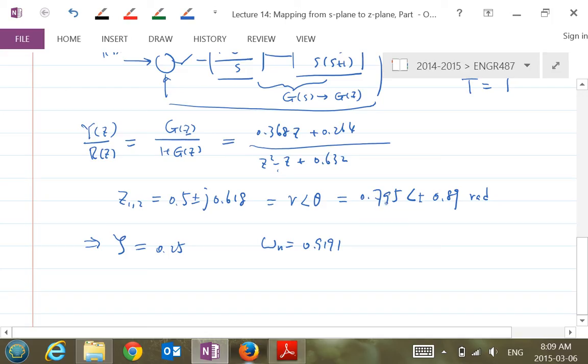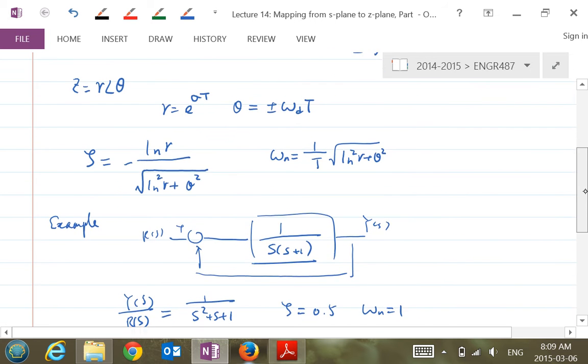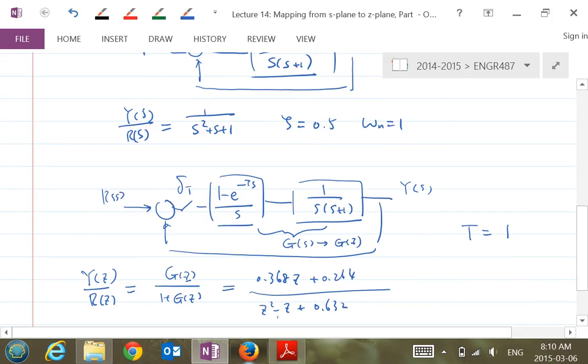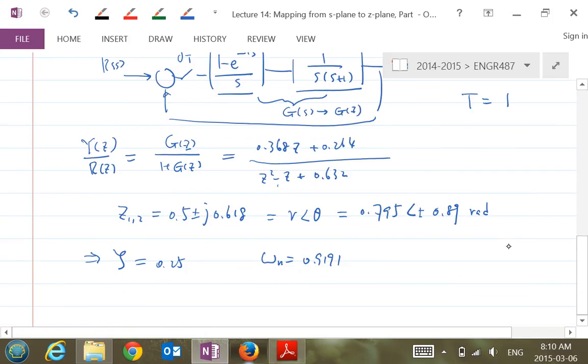But of course you know where this is from, right? This is from a continuous system whose original zeta is this and omega n is this, based on the sampling time capital T equal to 1 second. So now if you look at this one here, what's the original zeta? 0.5, right? What's the zeta corresponding to this discrete pole? It's actually 0.25.